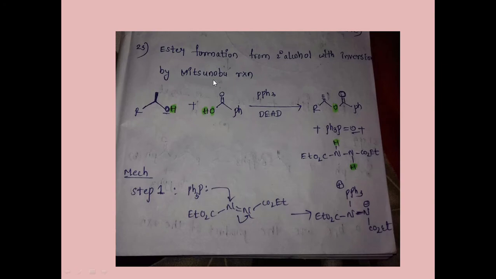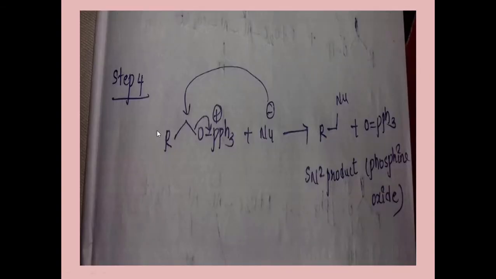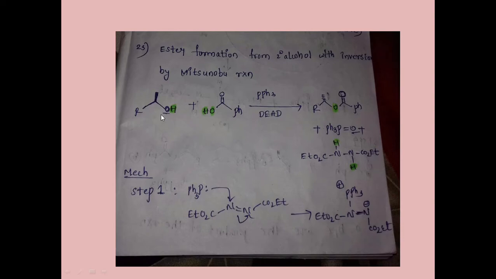In ester formation from a secondary alcohol with inversion by the Mitsunobu reaction, if we do it this way, then we are getting the inversion product, right? As you can see, it attacks from the back side. It's a primary carbon, right? So it attacks from the back side. Now I have colored this so that we can understand which oxygen and which hydrogens are replaced. This hydrogen is here, this hydrogen also here, and this is the oxygen which is attached here.